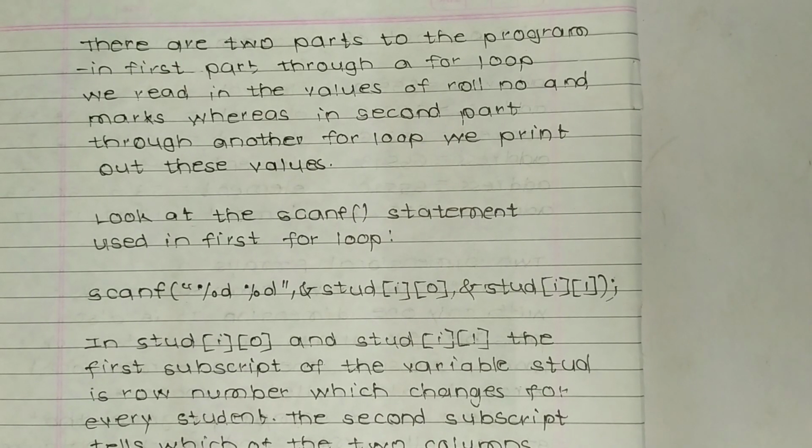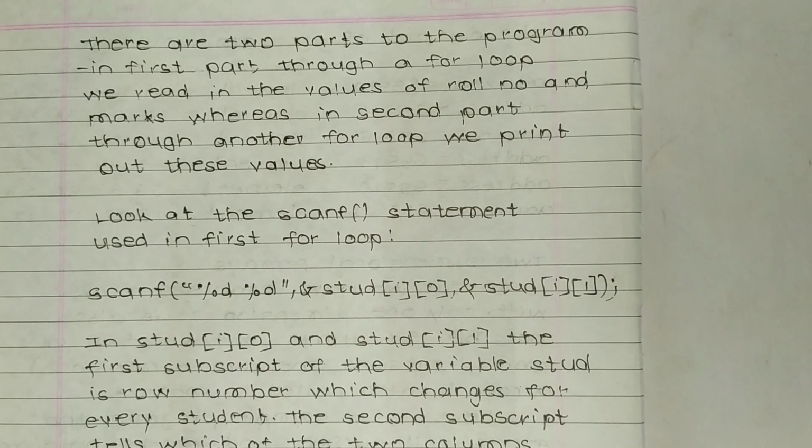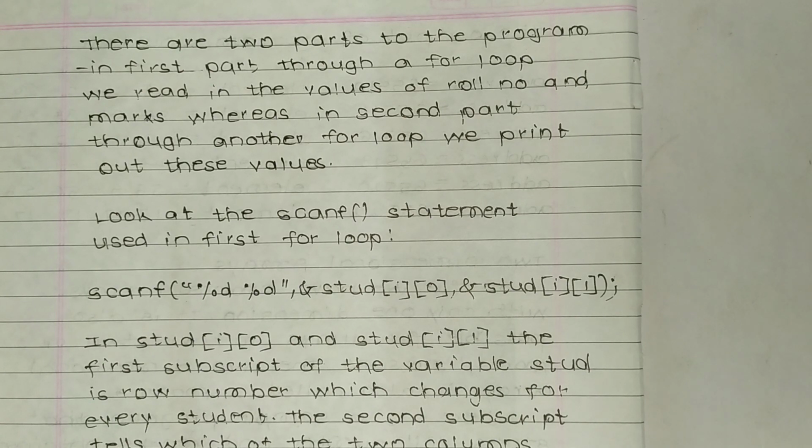There are two parts to a program. In the first part, through a for loop, we read the values of roll number and marks. In the second part, through another for loop, we print out these values. So, in a program, for loops can be used for entering values as well as printing values.